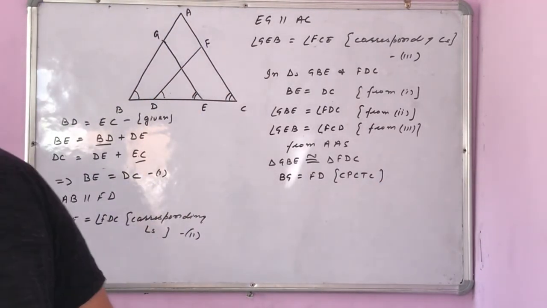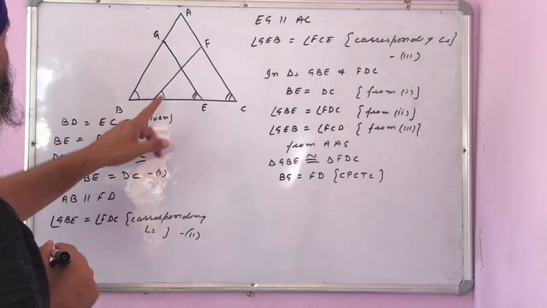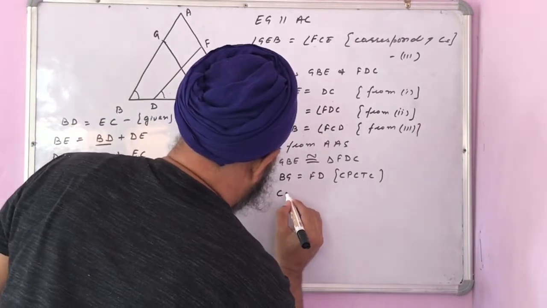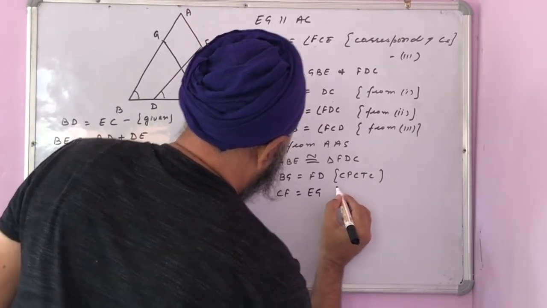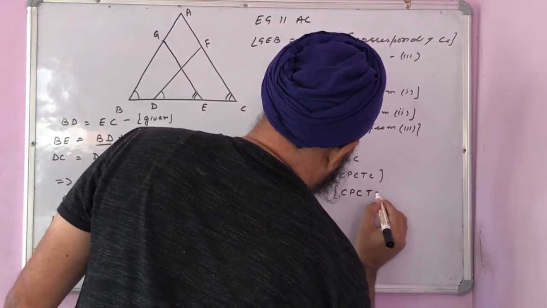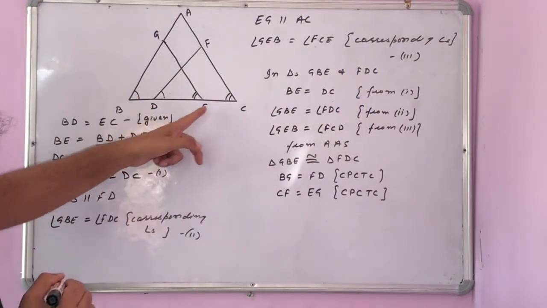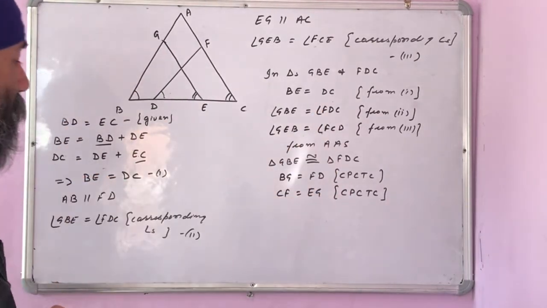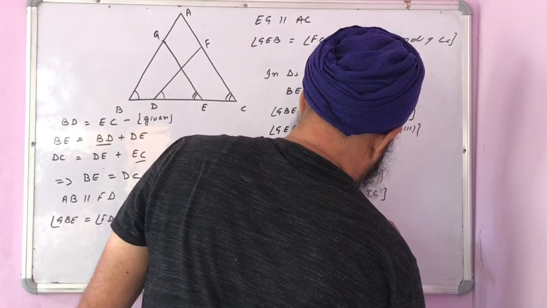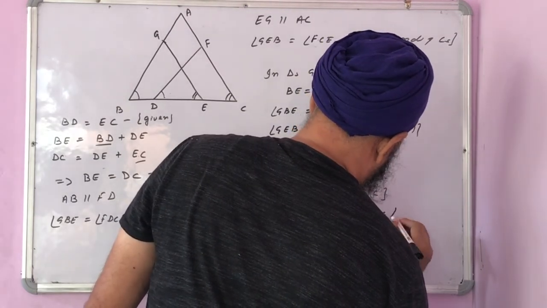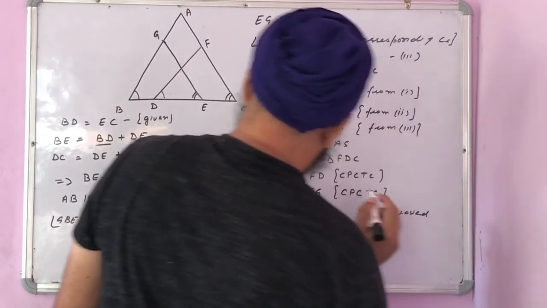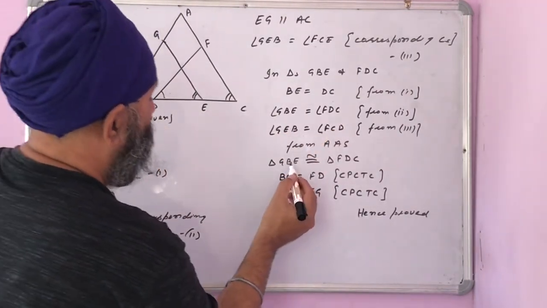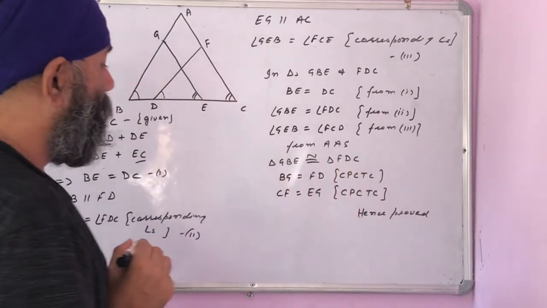Second, CF is equal to EG. It is also from CPCTC. CF will be equal to EG. Both are proved. Hence, we prove that GE will be equal to CF.